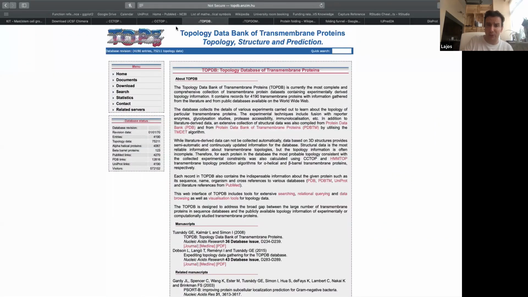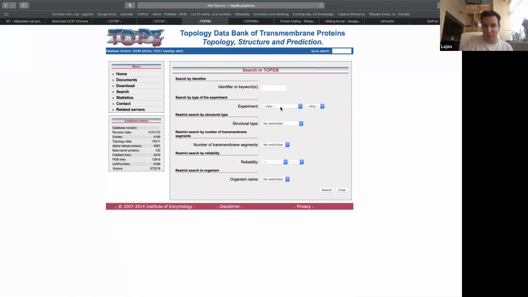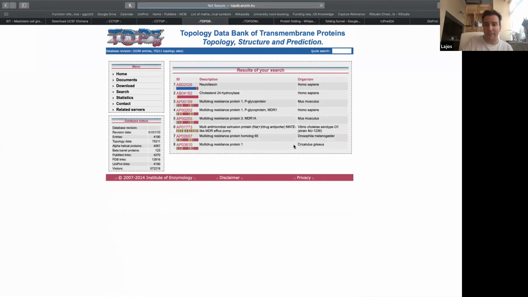This is TOPDB, a topology database for transmembrane proteins. Someone may find out my name here, but this is not the reason why I wanted to show this to you. If you look for, for example, multidrug resistance proteins, just say MDR here, and even look for a Vibrio MDR protein.